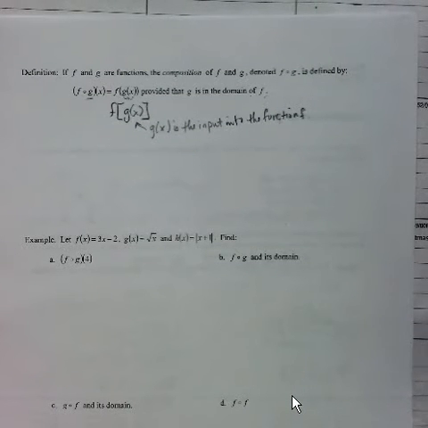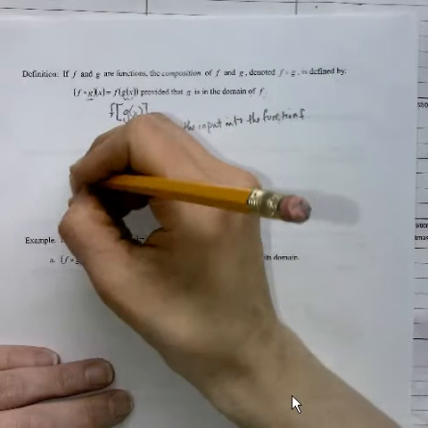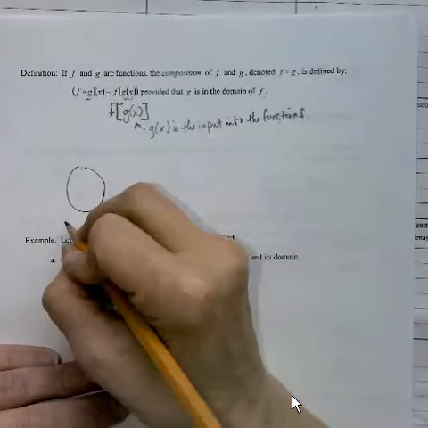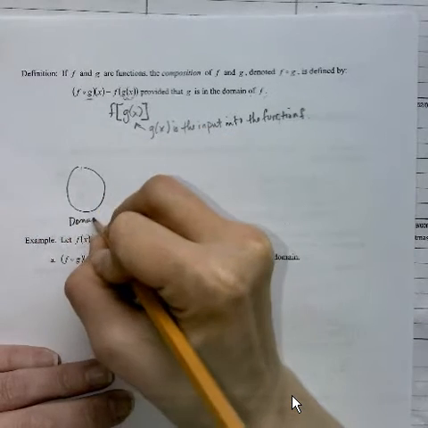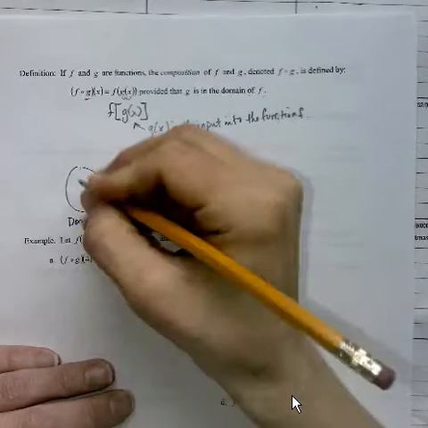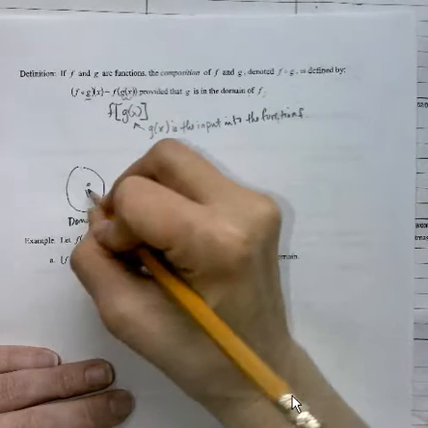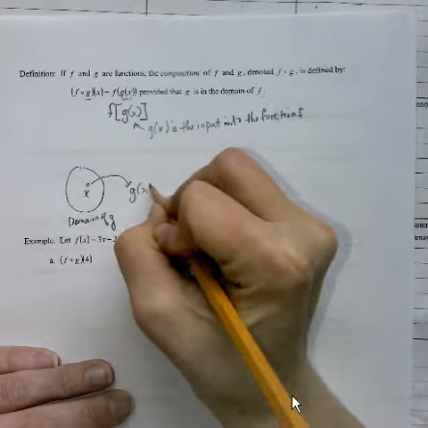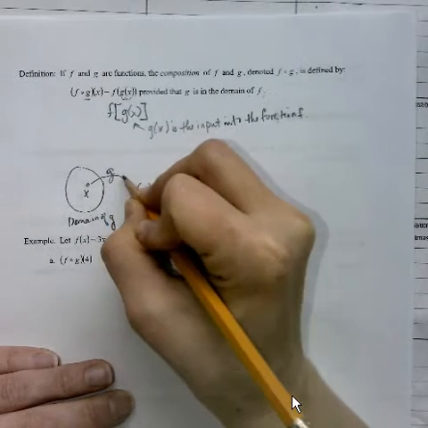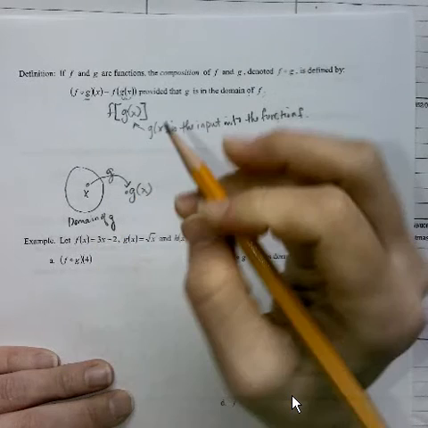All right, so basically here what we have happening is we have this function g, right? Here's our domain of g. And its input is x, and its output then is g at x. So g is operating on x, you get out g at x. Okay, so here's your range of g.